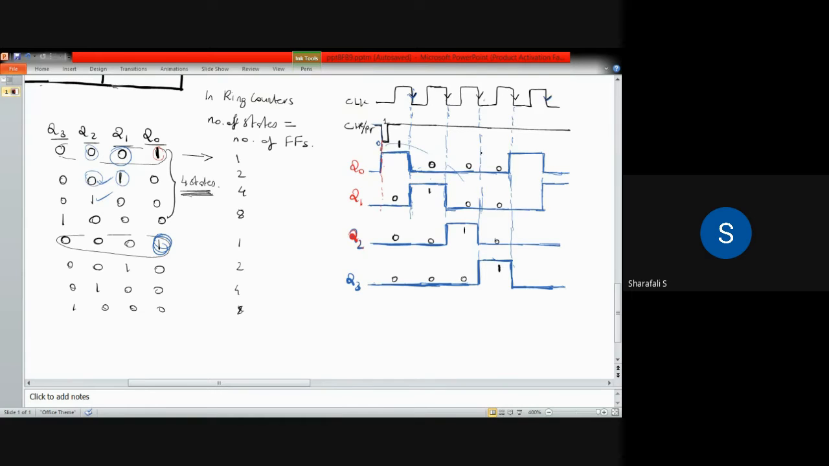So basically, we will get the same pattern as you can observe in this table. We are having 0, 0, 1, then 0, 0, 1, then 0, 0, 1, 0, 0, 0. And if you go further, you can see it is repeating. Again, you will be getting 1, 0, 0, 0.